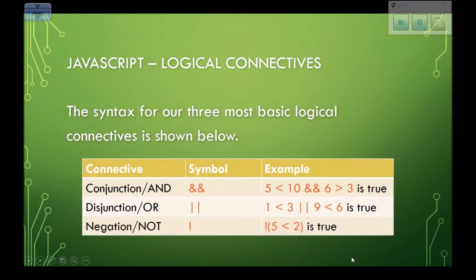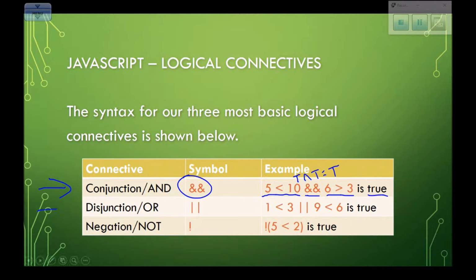All right, and then we've got our standard connectives. For conjunction, we are going to use 2 ampersands in a row. This means and. This is true exactly when both statements are true. So 5 is less than 10, that's true, and 6 is greater than 3, that's true. True and true is true, so that statement's true.